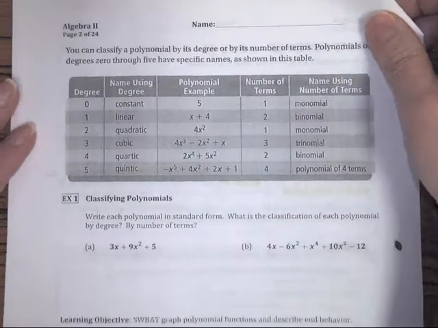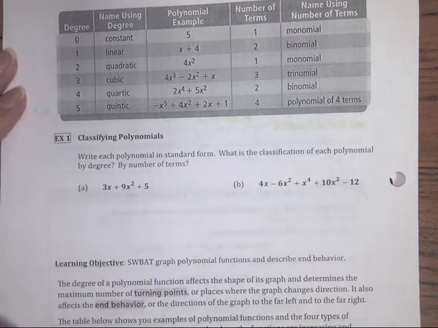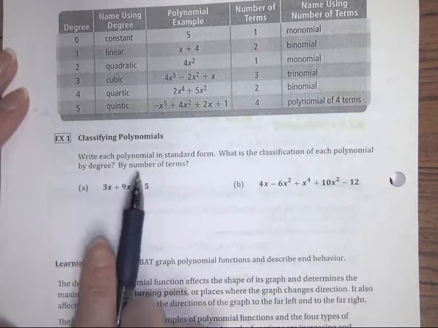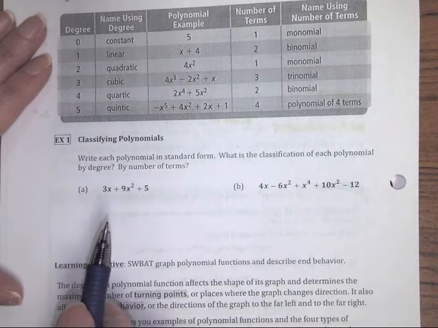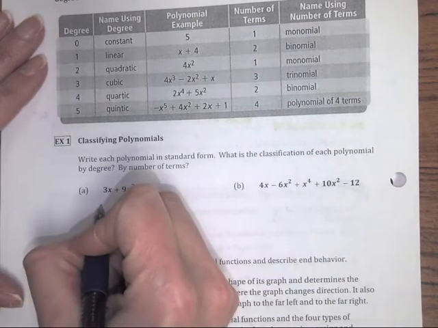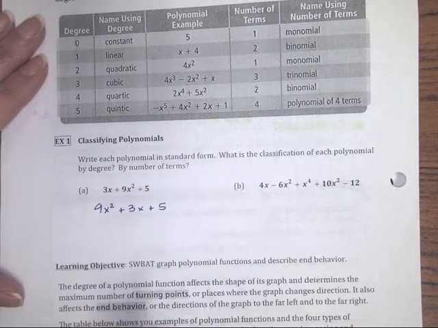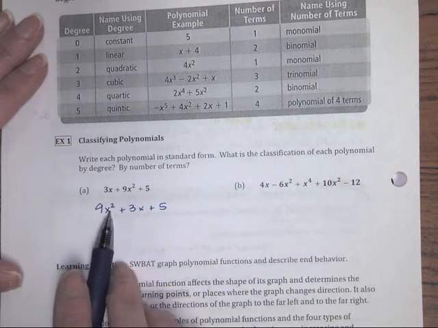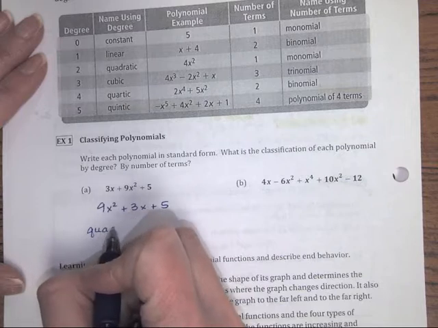So if we go down here to example 1, we're going to classify some polynomials. First thing it says is write each polynomial in standard form, and then what is the classification of each polynomial by degree and by number of terms? First of all, standard form means highest power of x first, then next highest, next highest, next highest. So this is going to be 9x squared plus 3x plus 5. What's the degree of this polynomial? 2, which makes it quadratic. Now, how is it named based on the number of terms? Trinomial. So this is a quadratic trinomial.